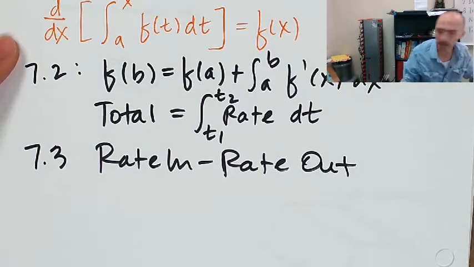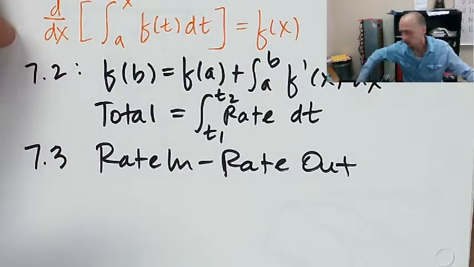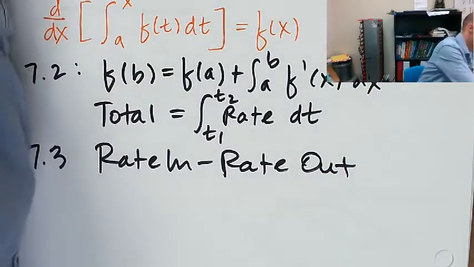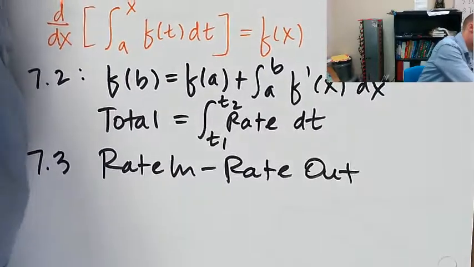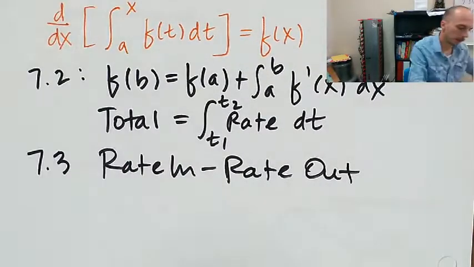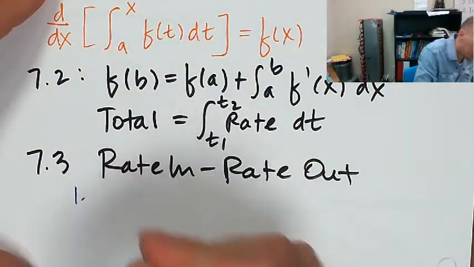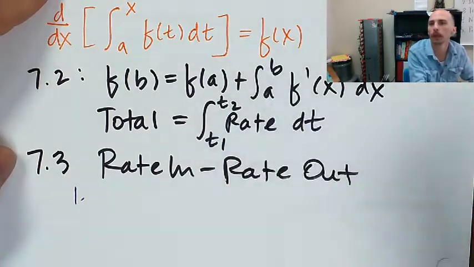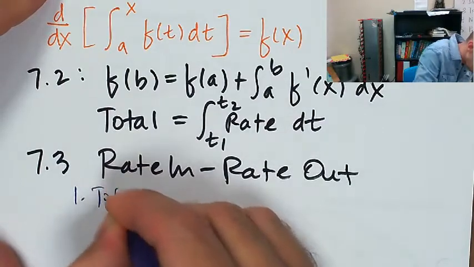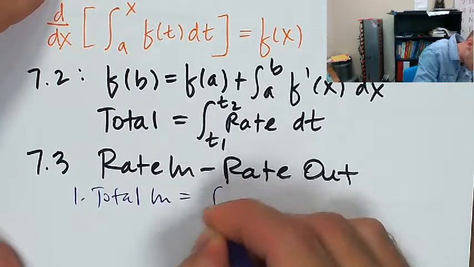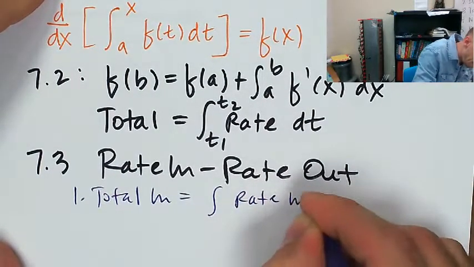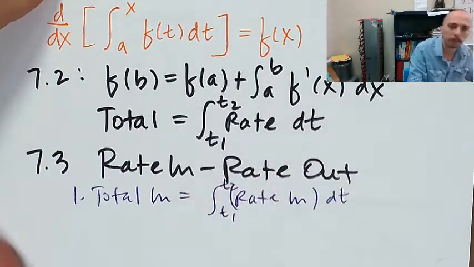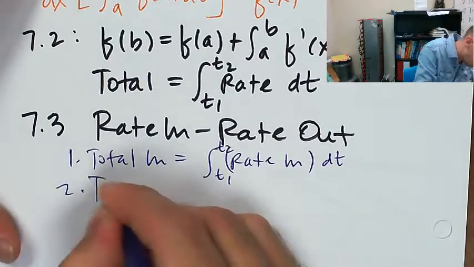So there were kind of 4 key facts there. All right. So the first fact was that you can get a total in and a total out by integrating your rate in and your rate out, respectively. And same for total out.